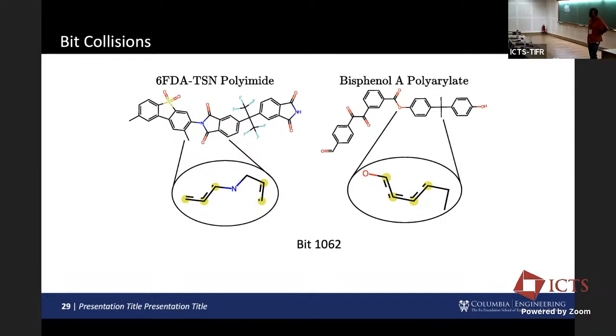So these come from the small molecule literature, right? So there are things people call SMILES and stuff like that, right?